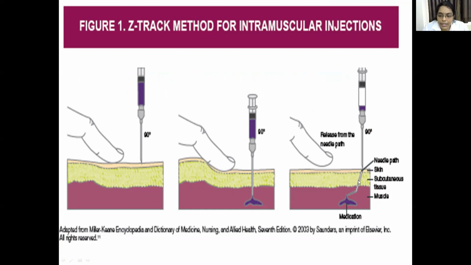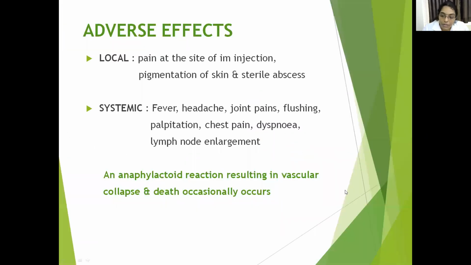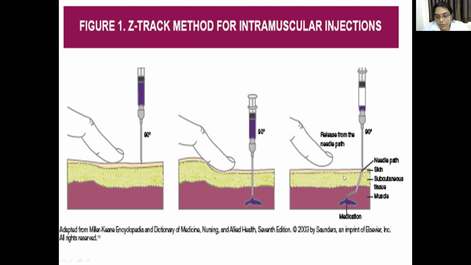Now you can see the point in the skin where you have injected the drug has moved aside. So the medication has reached here in the muscle. And if you see the path, it is curved. It is not a straight path. So the drug will not ooze that much and there will be lesser staining of the skin. So you adopt this technique mainly to avoid staining of the skin, which is the most important adverse effect of parenteral iron treatment.